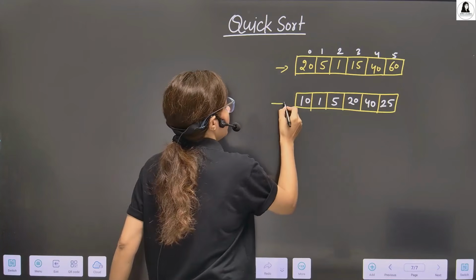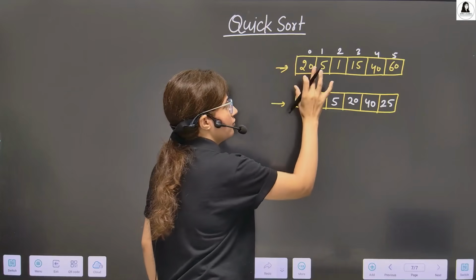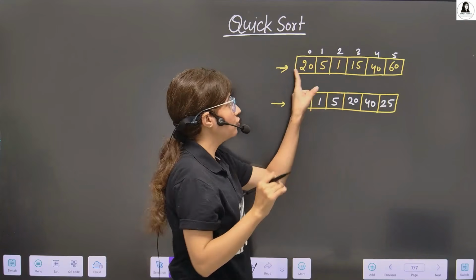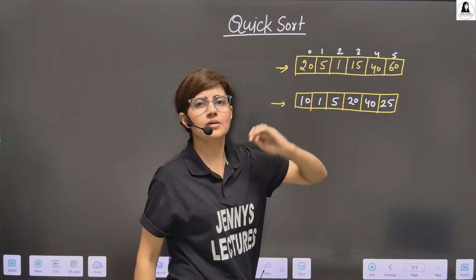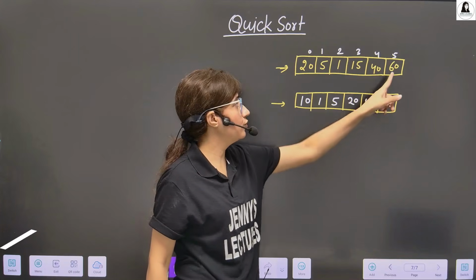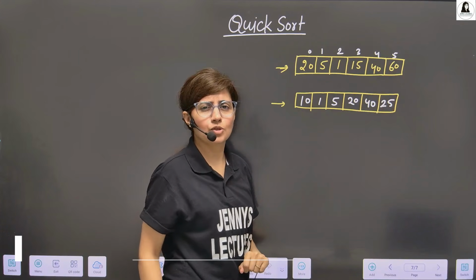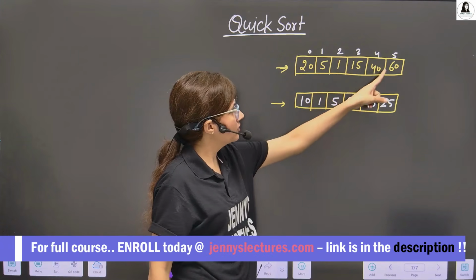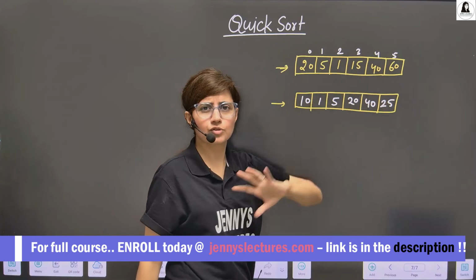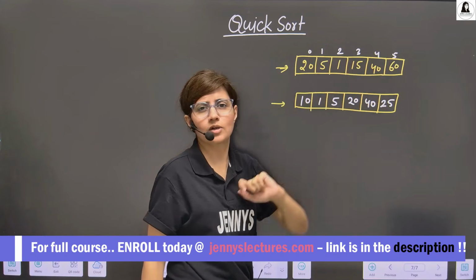Now suppose two arrays are given to you. If I quickly ask, after sorting this array in ascending order, what would be the correct position for this element 60? You can quickly say that 60 is the largest, so this is the correct position for 60. Even after sorting, 60 would be here only.